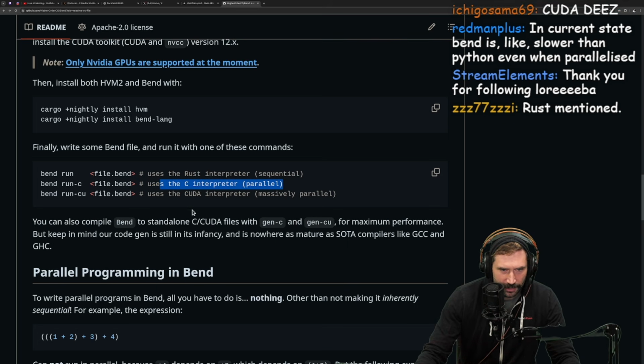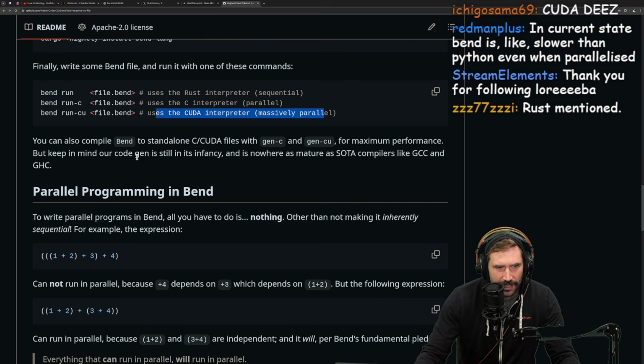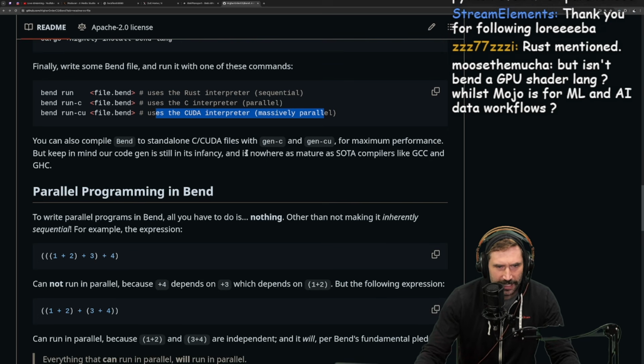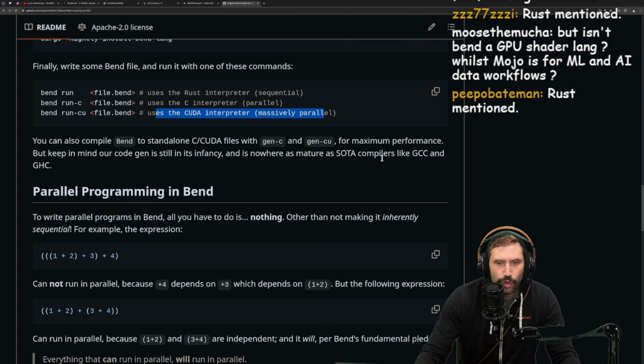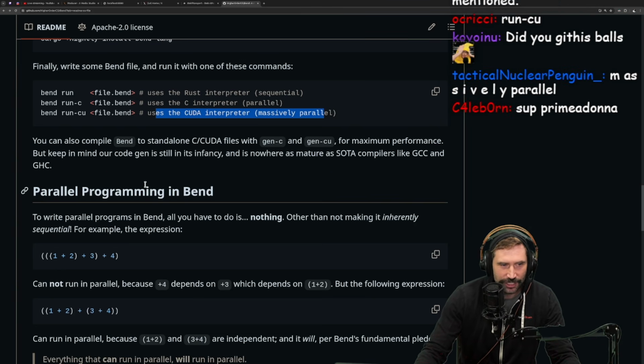It uses the C interpreter, parallel. Uses the CUDA interpreter, massively parallel. Okay, interesting. You can also compile Bend standalone C and CUDA files into Gen C and Gen CUDA for maximum performance. But keep in mind, our code gen is still in its infancy. It's nowhere near as mature as SOTA compilers like GCC and GHC.